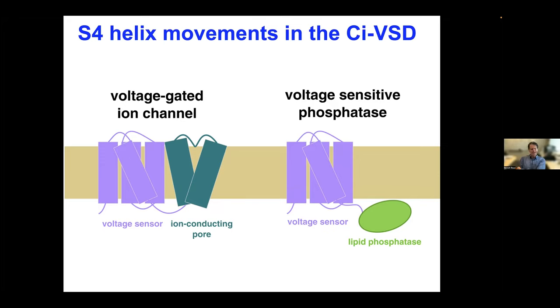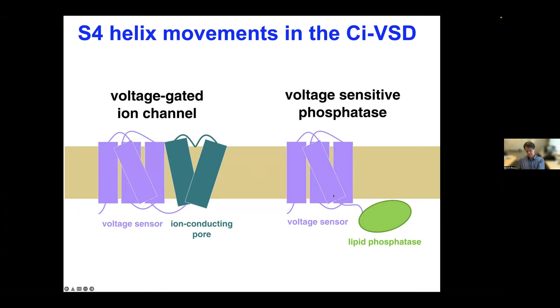So a last example I want to show you is a voltage sensor. A voltage sensor is a part of the protein of voltage-gated ion channels. But also this voltage sensor is sometimes found in things that have nothing to do with ion channels. For example, it's part of a voltage-sensitive phosphatase. The voltage sensor is usually a bundle of four helices.